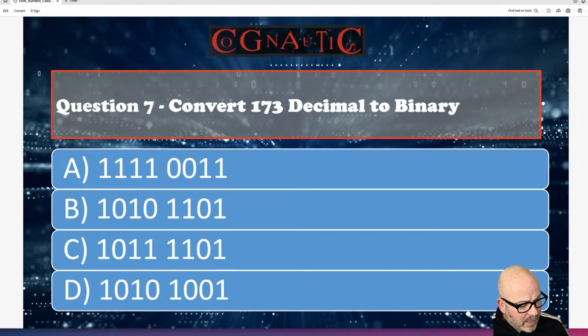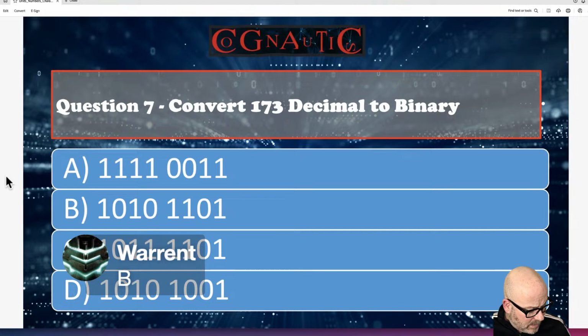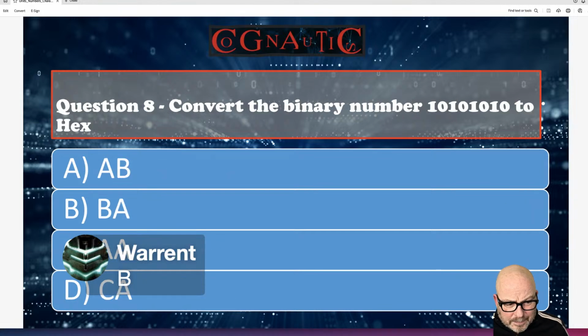So Dan says B, Abra says B, and Warrant says B. Shall we see where you are? It is B. You are outstanding. That is wonderful. Let's go forward. I think we've got one more to do.